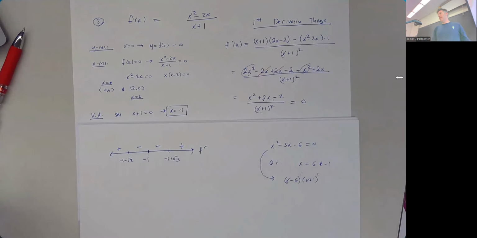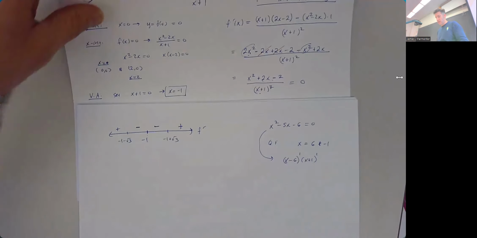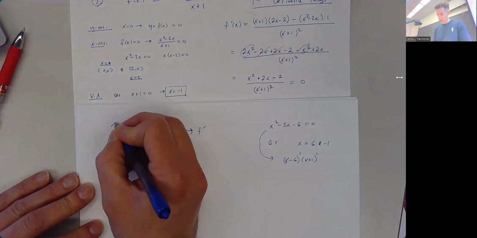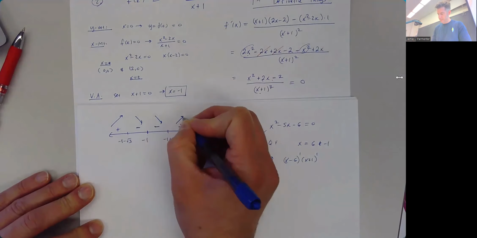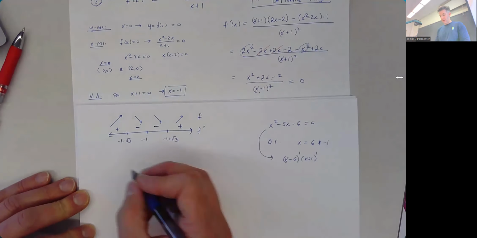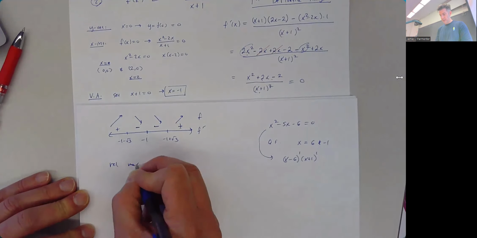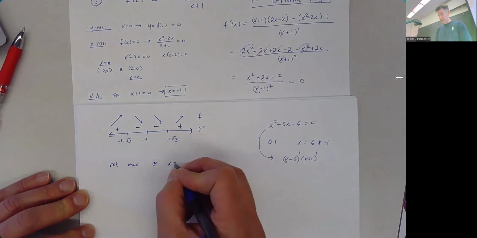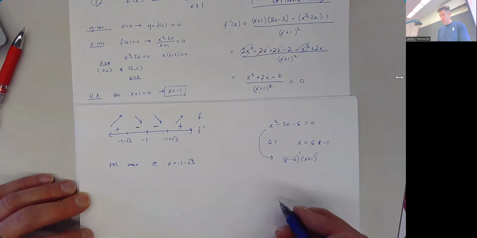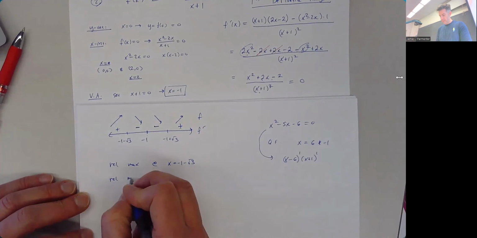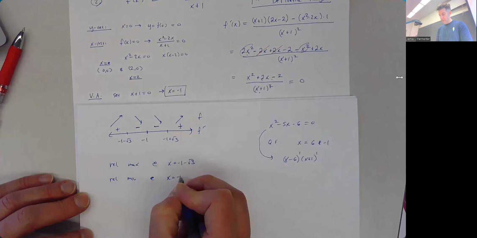It's a little dicey. It's not dicey. It's just a little bit more sophisticated, maybe. All right. So now we know that our function is increasing, then decreasing, then decreasing, then increasing. So we have a relative maximum at x equal to -1 minus root 3. I would not find the y value here. Relative minimum at x equal to -1 plus root 3.